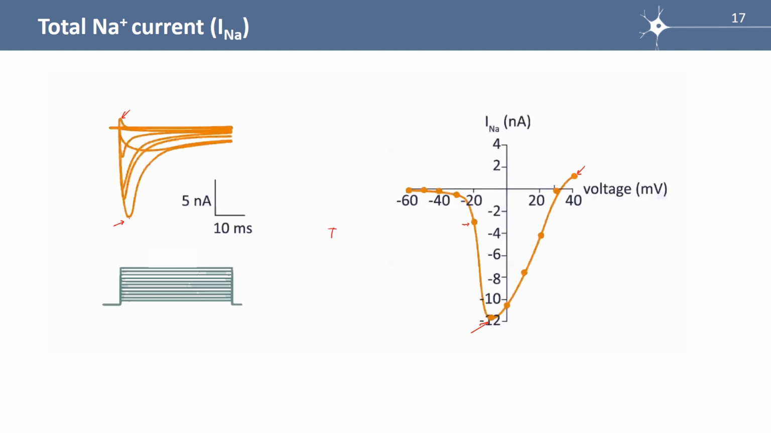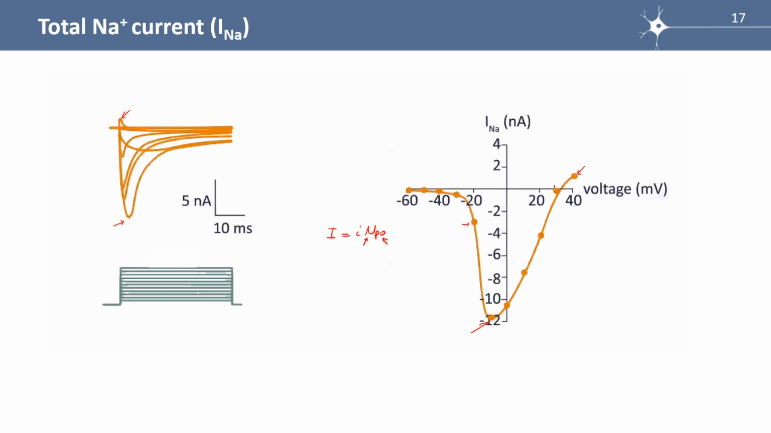So you remember that the whole cell current equals the unitary current multiplied by the probability of opening and the number of channels in the membrane. So this n is the number of sodium channels in the membrane. This is the probability of opening. And this probability of opening increases with membrane depolarization.